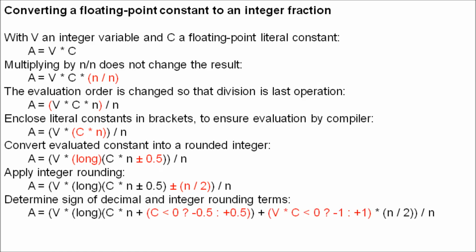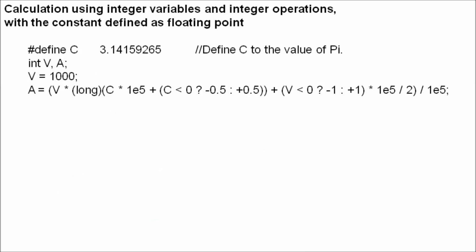The sign of the rounding terms 0.5 and n over 2 can be determined using the conditional operator. So we now have an expression which can contain a floating point constant with the runtime calculation performed using integer operations. Generally speaking, the larger the value of n, the greater the accuracy of the result. But if n is made too large, an overflow in the intermediate result can occur. In this example, n has been given the value of 100,000.